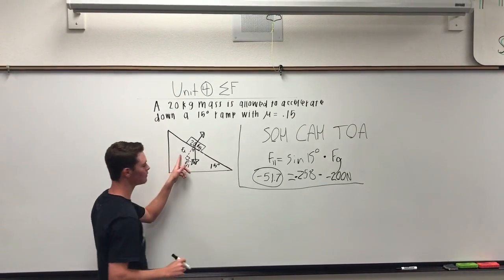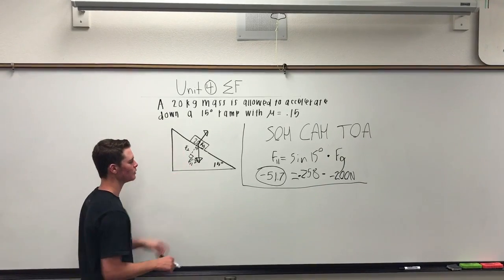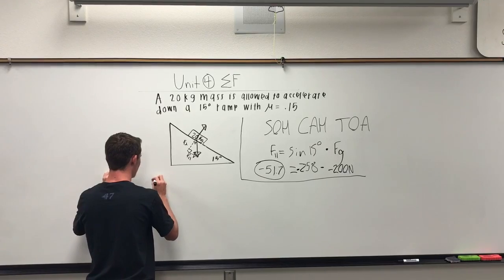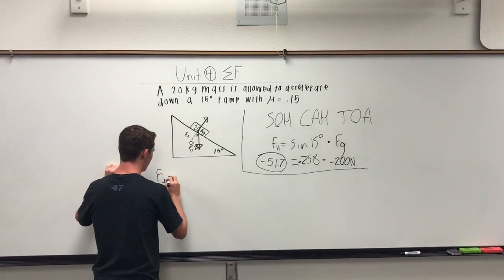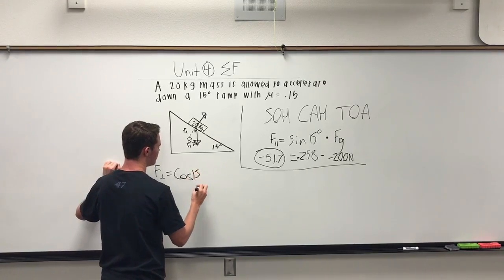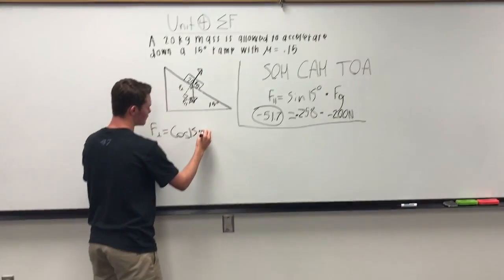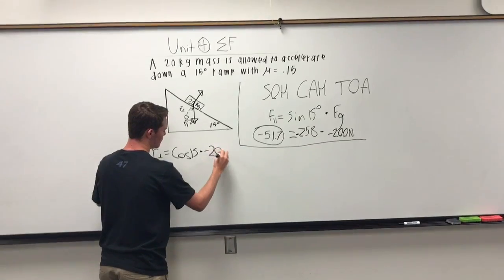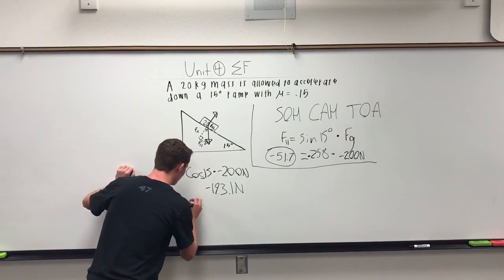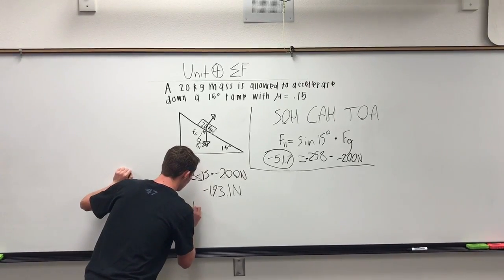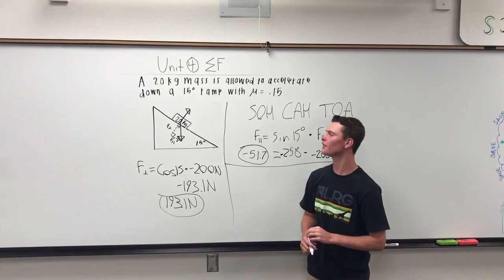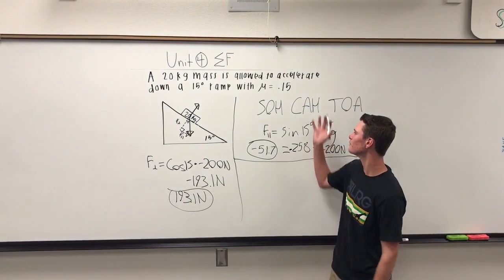The force normal is equal to the force perpendicular. We will use the same strategy we used earlier with the force parallel to calculate the force perpendicular. However, in the force perpendicular, it is cosine of 15 times the force of gravity, which is still negative 200 newtons. This gives us the force perpendicular, which is equal to the force normal. However, it won't be negative, so it'll just be 193.1.